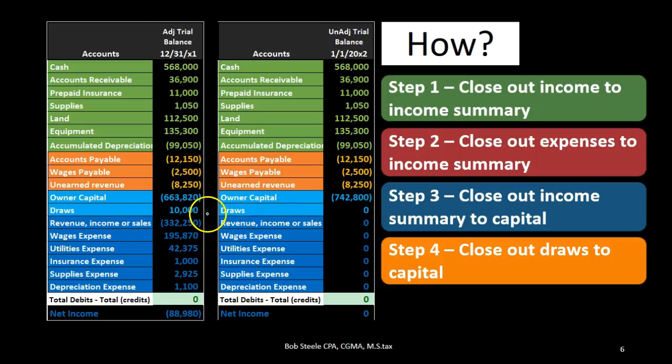In essence, what we're doing is making a journal entry. We could make one large journal entry, basically closing out this trial balance to the capital account. However, it's traditional to do it in this kind of four-step process, and we'll discuss why next time.